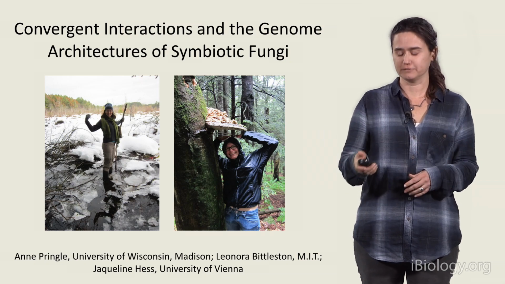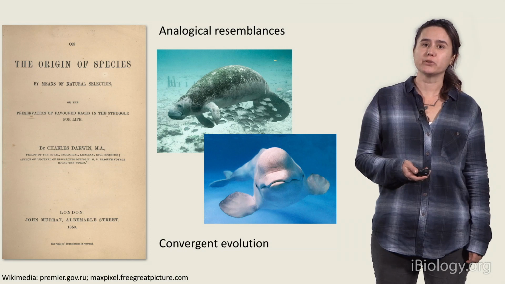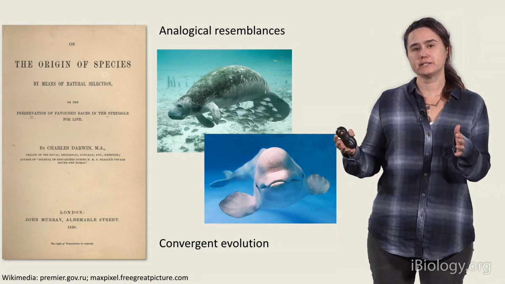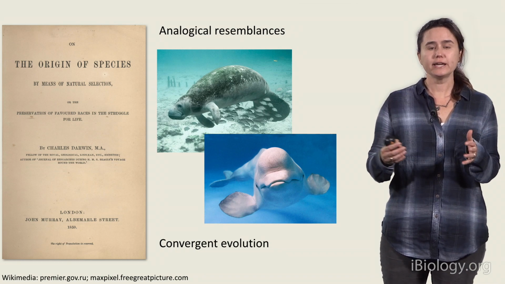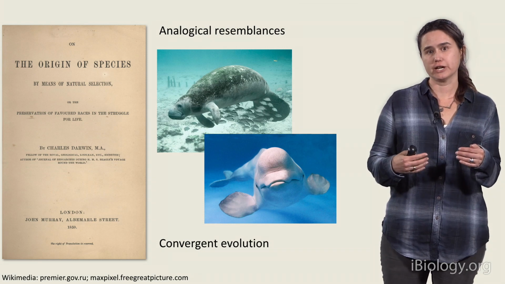postdoctoral research, respectively. So a long time ago, when Darwin wrote The Origin of Species, he recognized that there can be species that are unrelated to each other, but that look very similar. He called that analogical resemblances. We call that convergent evolution.